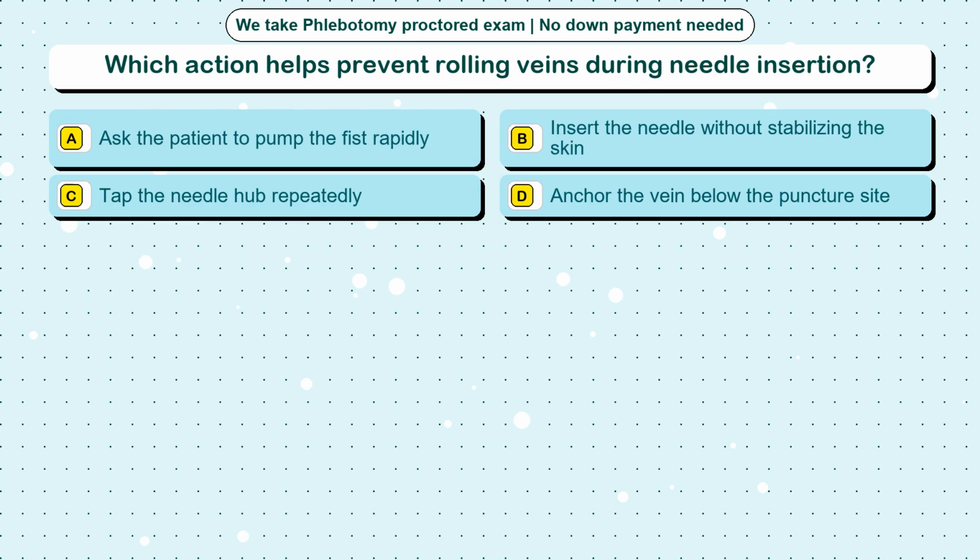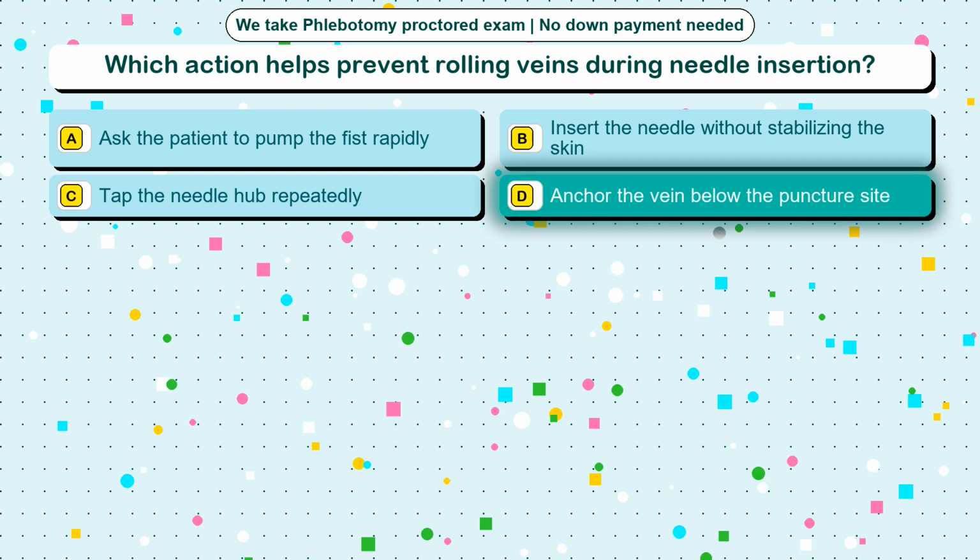Question 9. Which action helps prevent rolling veins during needle insertion? Option A. Ask the patient to pump the fist rapidly. Option B. Insert the needle without stabilizing the skin. Option C. Tap the needle hub repeatedly. Option D. Anchor the vein below the puncture site. The correct answer is option D.